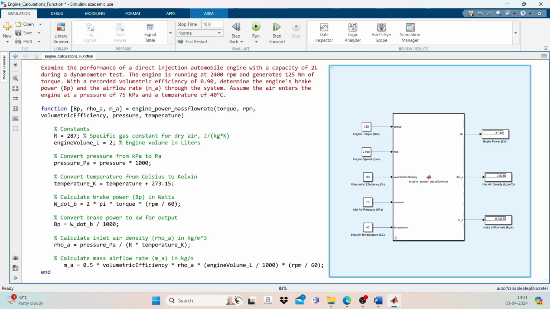So the analysis thus concludes with a clear understanding of the engine dynamics, highlighting the power of Matlab, that too the power of the Matlab function block in this calculation.